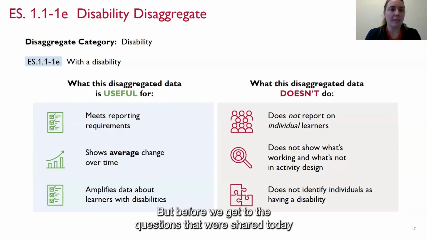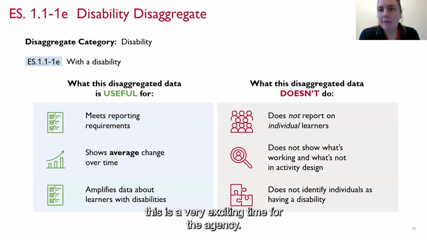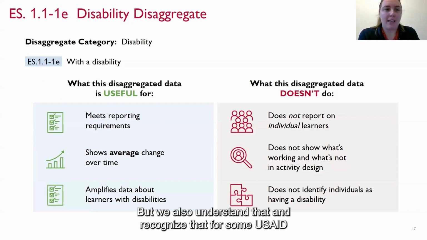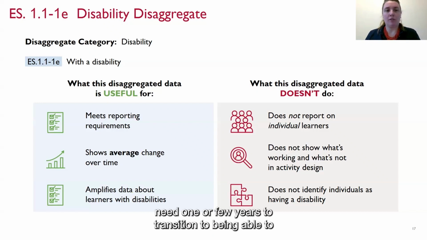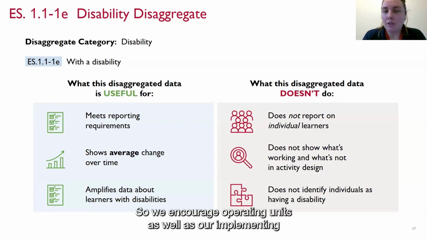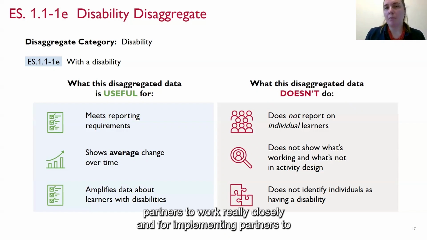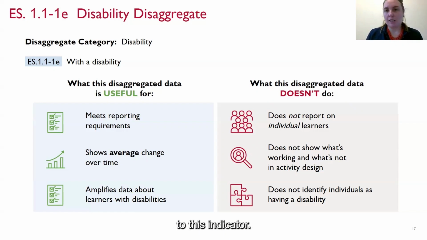But before we get to the questions that were shared today and also ahead of this webinar, I wanted to share again that this is a very exciting time for the agency, but we also understand and recognize that for some USAID operating units, as well as our implementing partners, we might need one or a few years to transition to being able to report on this indicator. So we encourage operating units as well as our implementing partners to work really closely, and for implementing partners to reach out to your AOR or COR so you can plan for transition into this indicator.